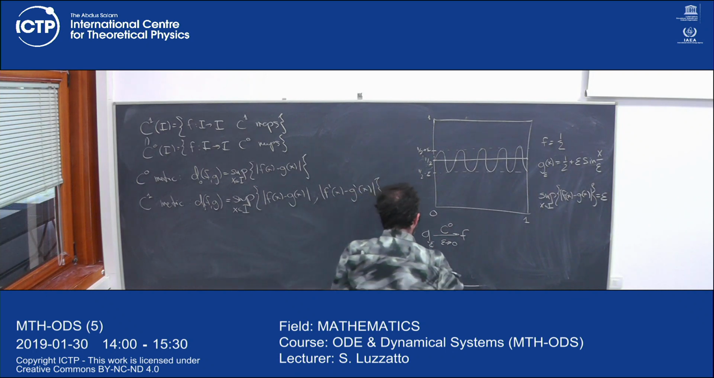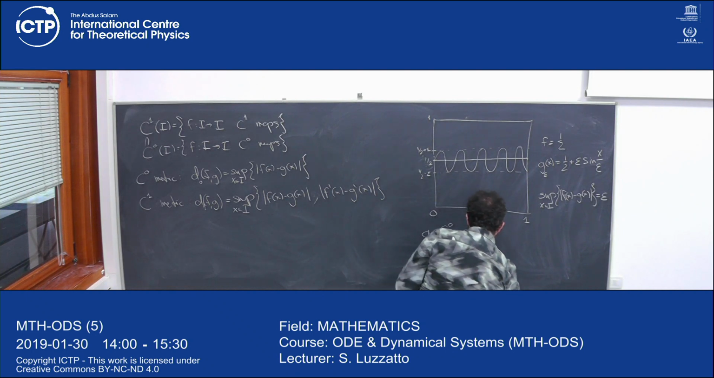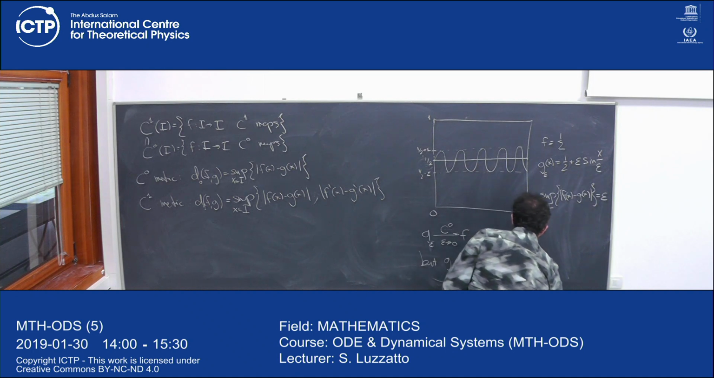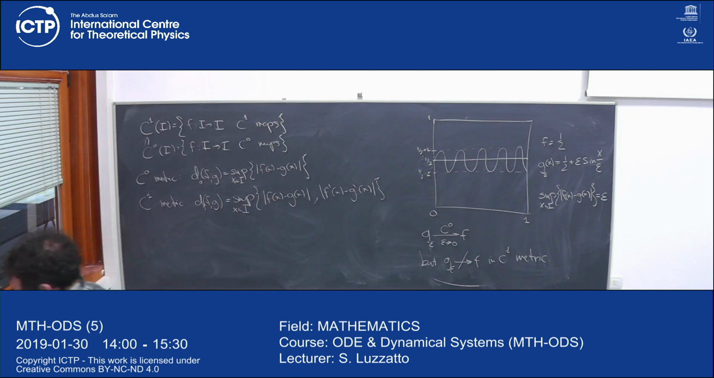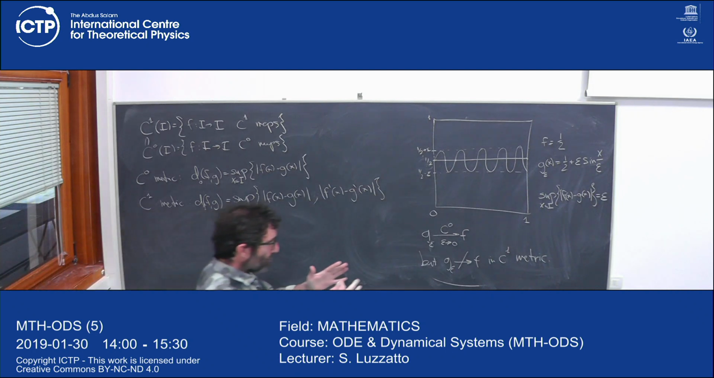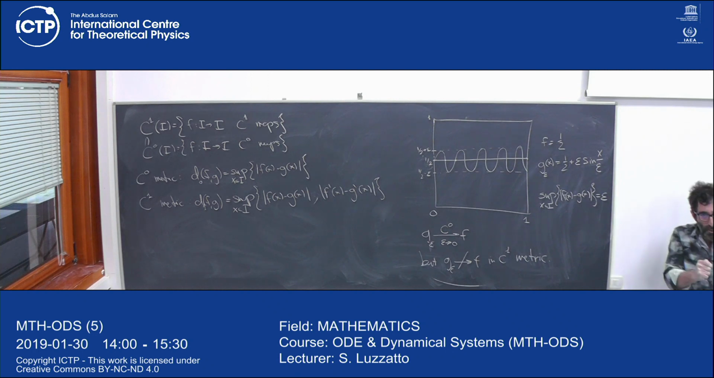So g epsilon does not tend to f in the C1 metric. This means that two functions may be very close in the C0 metric, but very far in the C1 metric. So when you talk about a perturbation, it makes a big difference whether you say you want to perturb in the C0 metric or in the C1 metric.